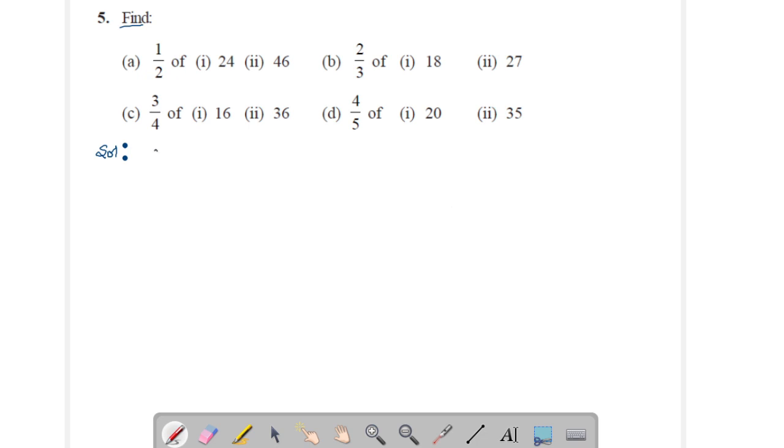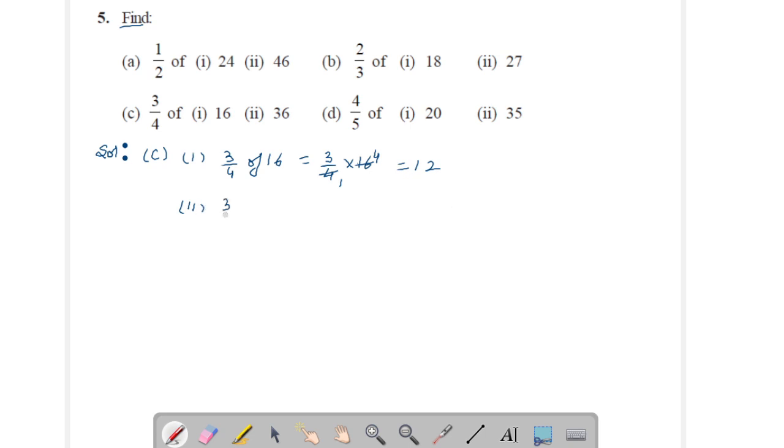Now come to C part. C first part. It is 3 upon 4 of 16. This can be written as 3 upon 4 into 16. Here cancel 4 and 16 by 4. 4 1s are 4. 4 4s are 16. Multiply 3 into 4. 3 4s are 12. This is your answer. Now second part.